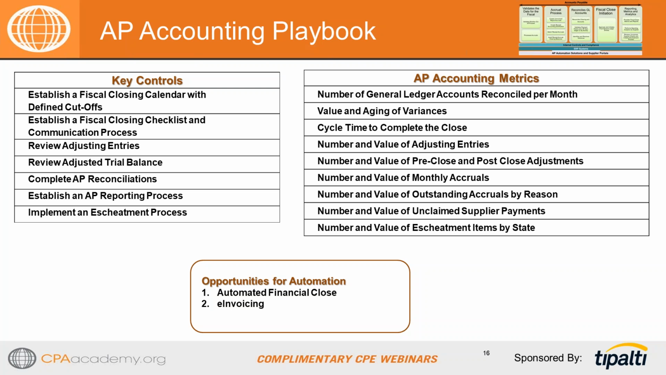And the metrics would be the number of GL accounts reconciled per month, value and aging of variances, cycle time to complete the close, and looking at the unclaimed property piece a little bit, we look at the number and value of unclaimed supplier payments and the number and value of escheatment items by state. And opportunities for automation here.